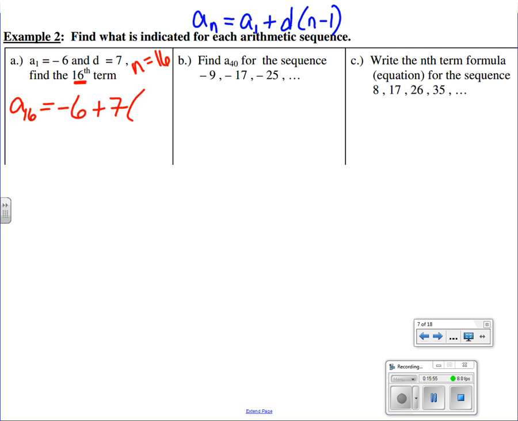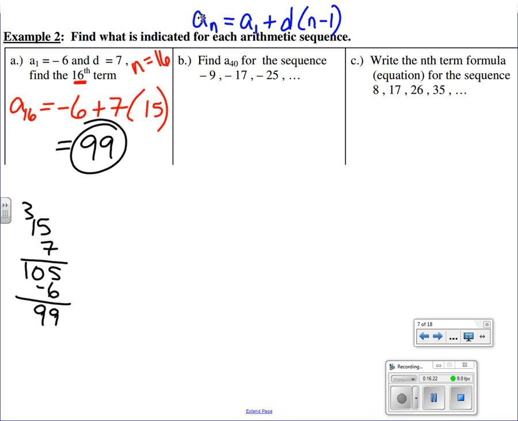So let's go ahead and do this part in our head. What is 16 minus 1? So that's what I'm going to put in parentheses, okay? If you have a calculator, you can type that straight in, negative 6 plus 7 times 15. If you don't have a calculator, you could always come over here to the side and do 15 times 7. And then you could subtract 6. Okay? So you should be getting 99. So what is 99? The 16th term. Yeah. Okay? All right. Let's do another one.